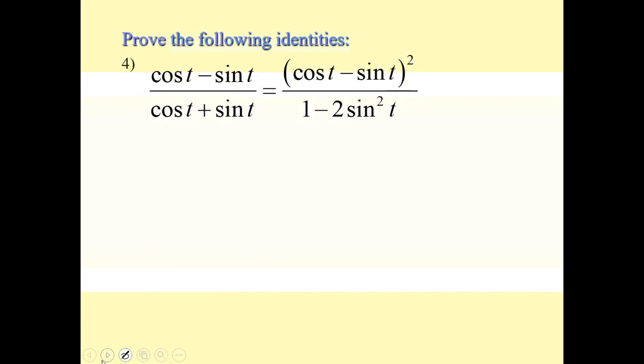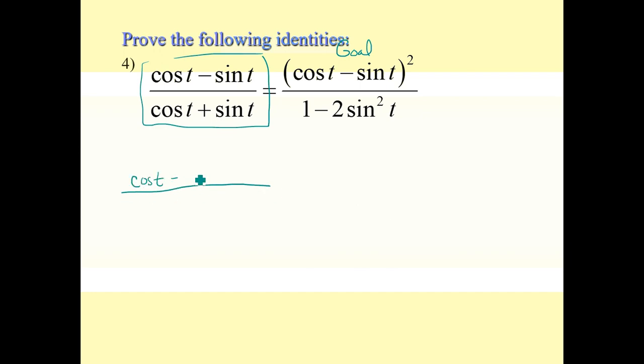This one looks pretty yucky, right? Yeesh, this looks a little bit scary. Well, again, thinking about my long-term goal, working my left side, I want this to turn into this. Looking at the top, I have a cosine t minus a sine t. The top of the goal here says that I want cosine t minus sine t squared. In essence, that's two of them being multiplied by each other. So I'm feeling like my plan is to once again make my goals happen. That's a good life skill, right?